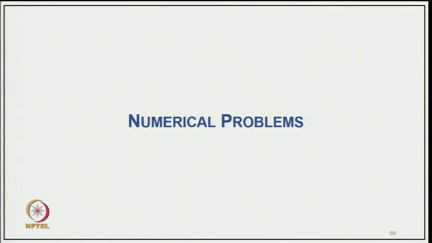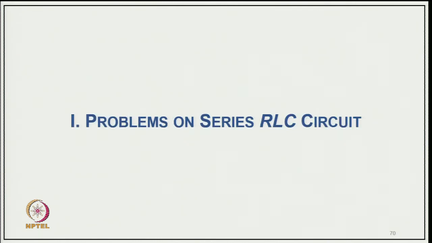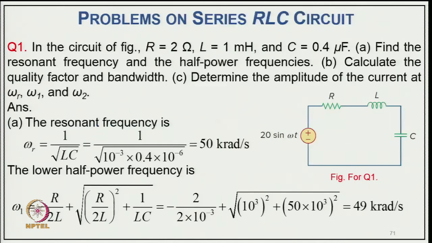Now, coming to some of the numerical problems, the first we will take is on series RLC circuit. So, taking the first problem on series RLC circuit. In the circuit of the figure of series RLC circuit, R equal to 2 ohm, L equal to 1 millihenry and C equal to 0.4 microfarad. Find the resonance frequency and the half power frequencies, calculate the quality factor and bandwidth, and determine the amplitude of current at omega r, omega 1 and omega 2.